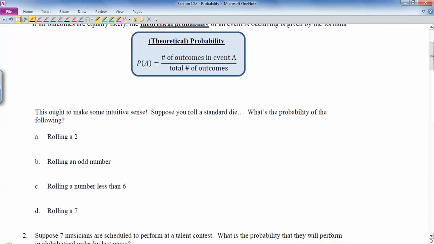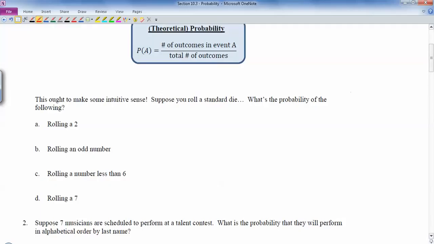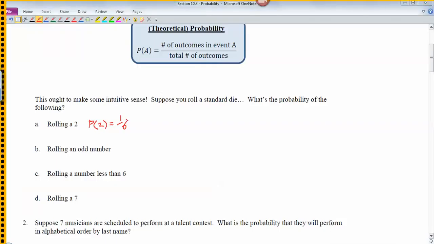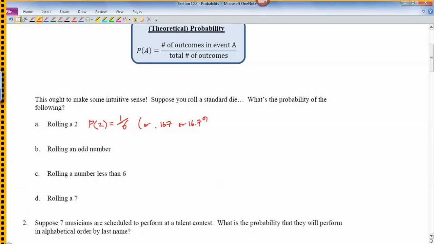So 1A down here, you're rolling a standard die, so it's 6 sides, so there's 6 outcomes total. And what's the probability of rolling a 2? Well, the probability of rolling a 2 is going to be only one number out of 6 possible. That's 1 out of 6. If you wanted, you could say, or it's 0.167 or 16.7%.